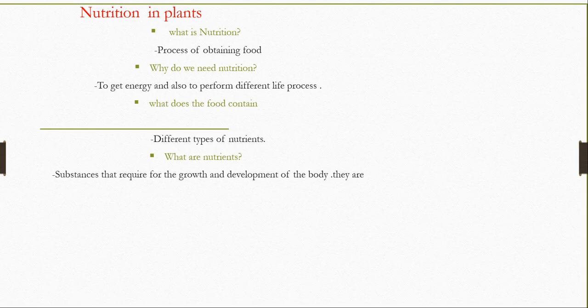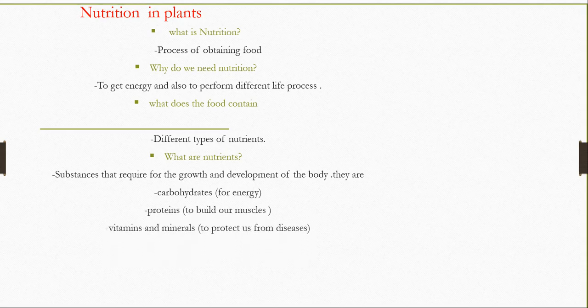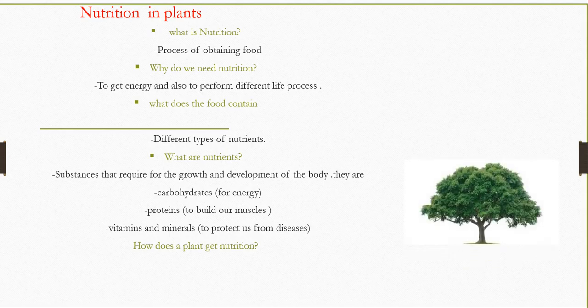So what are those nutrients? They are carbohydrates for giving us energy, proteins to build our muscles, and vitamins and minerals to protect us from diseases. We need energy for performing life processes in our body. In the same way, the plants also need nutrition. How does a plant get nutrition, children?